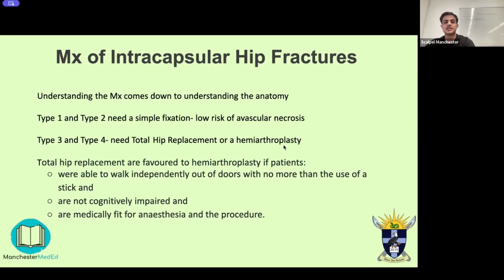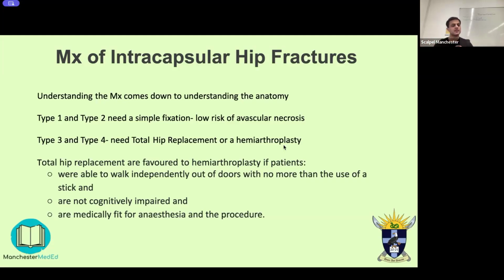When you have a fracture and it's displaced, you can affect the blood vessels around the area, which means there's not enough blood supply to the bone, and the bone starts becoming necrotic. With type 1 and type 2, you don't have that displacement, so the blood supply isn't interrupted and you can just have a simple fixation. With type 3 and type 4, you've got displacement and a risk of necrotic bone, so you need to take out that bone and replace it. You're going to go for either a total hip replacement or a half hip replacement, a hemiarthroplasty.